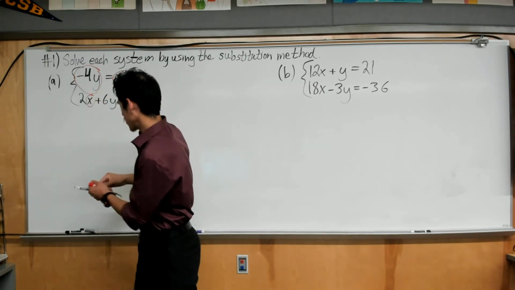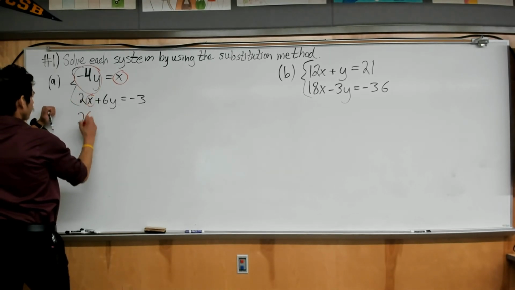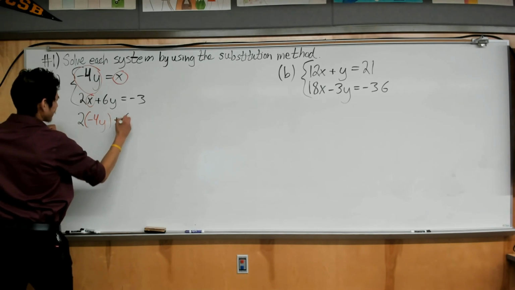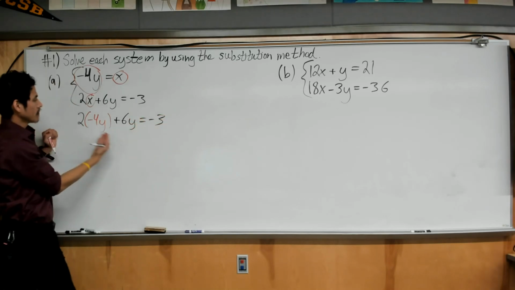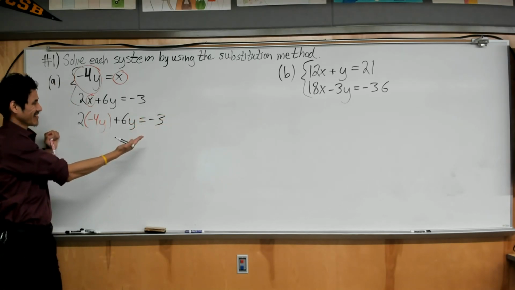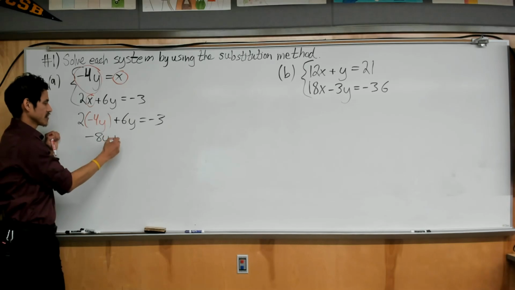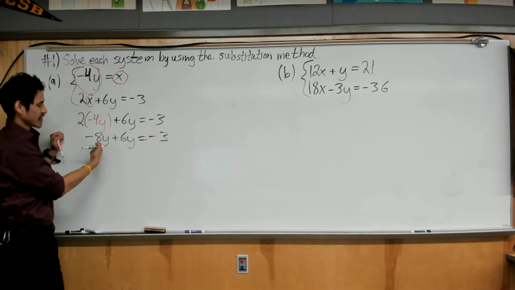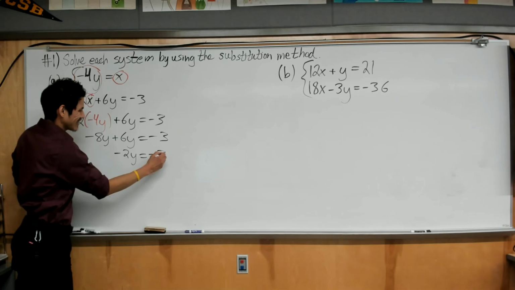Now, when you do that, you get 2 times negative 4y plus 6y equals negative 3. See, you got nothing but y's here. Y's for days. But we only want to get one y. We can't deal with this many y's, so we just solve this equation for y. Negative 8 plus 6, negative 2y equals negative 3.